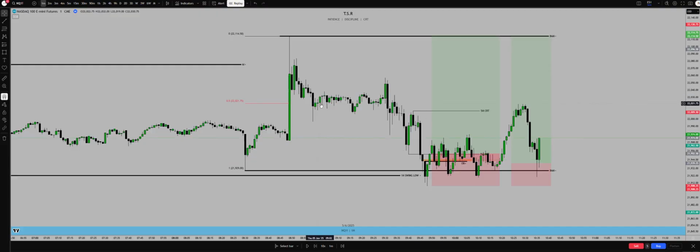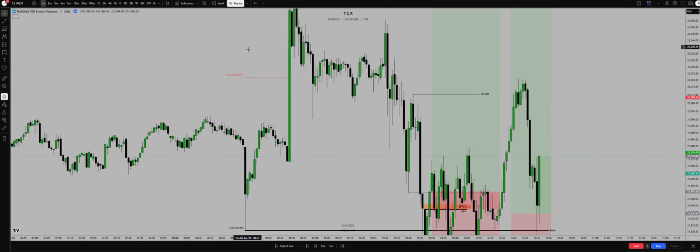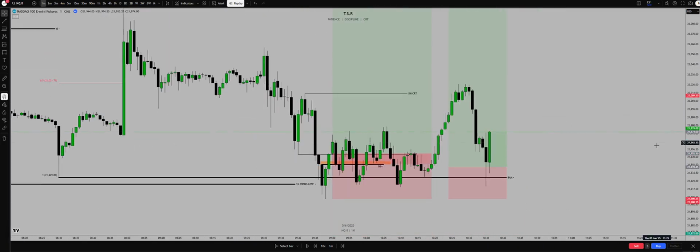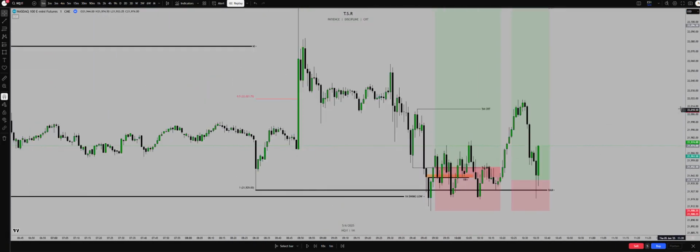TP1 would have not been hit yet. TP1 basically missed it. So 22,021.75, and the high of this specific candle is 22,020.75. Okay, yeah, so we missed it actually. We missed that. Let's see if we get stopped out.